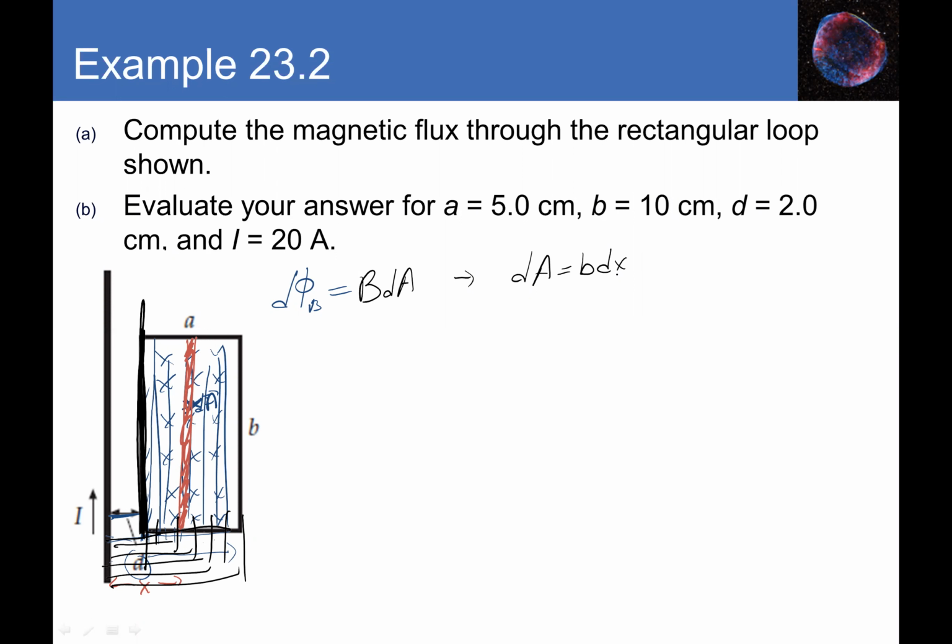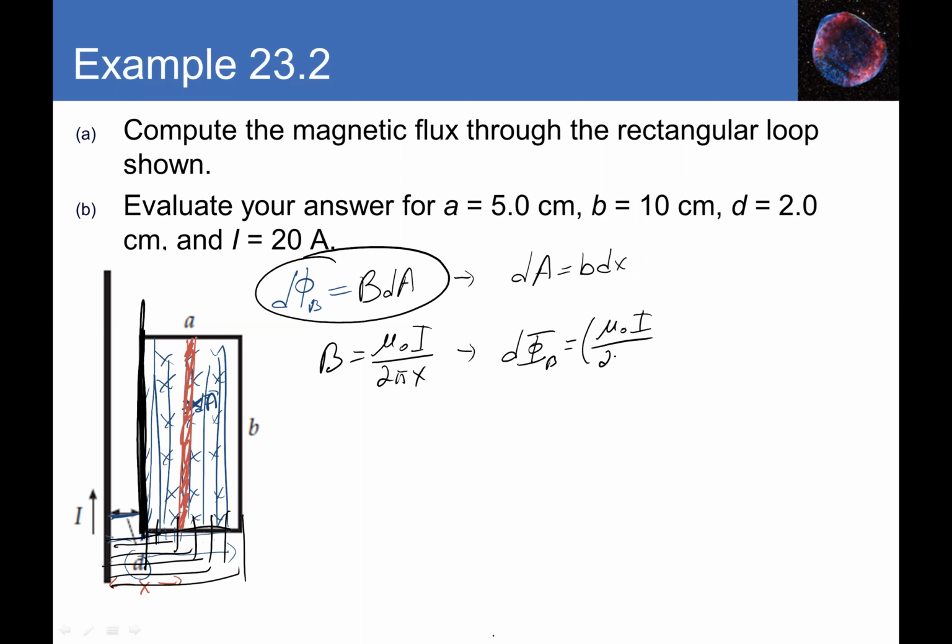And remember, if I want to find the magnetic field at the position of that strip, according to the Biot-Savart law, that equation was mu naught times the current divided by 2 pi times x. That's the magnetic field we derived in the last chapter. Then I can say the small element of flux, dΦ, is equal to the magnetic field times dA, but the magnetic field is mu naught I over 2 pi x, and my area here is B dx.